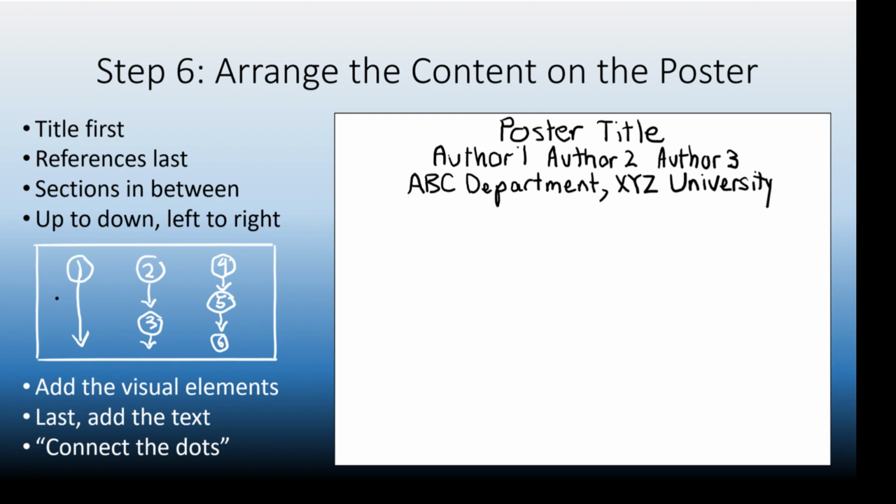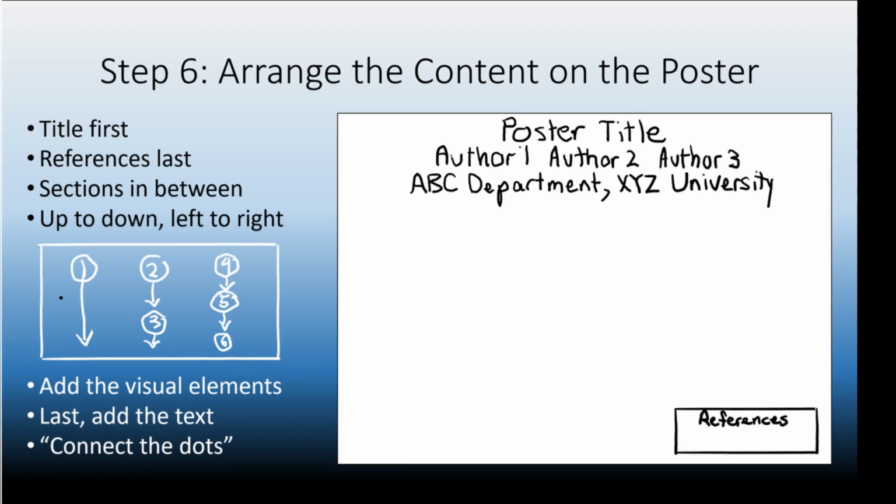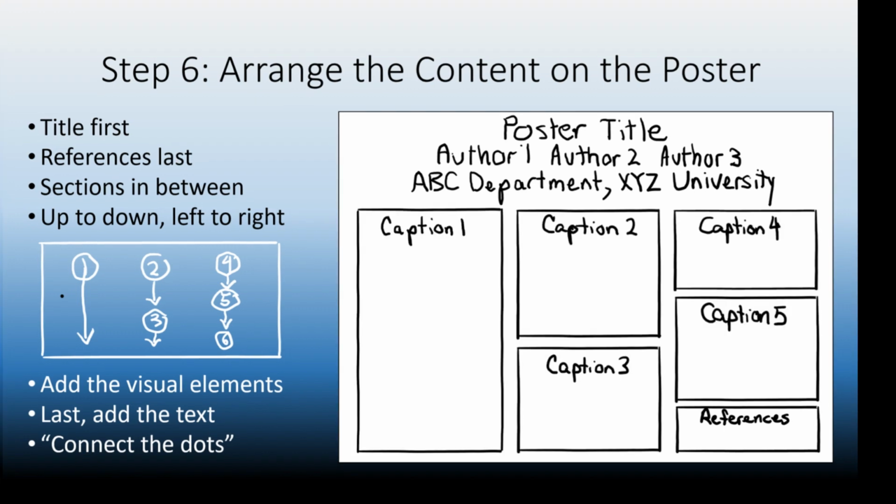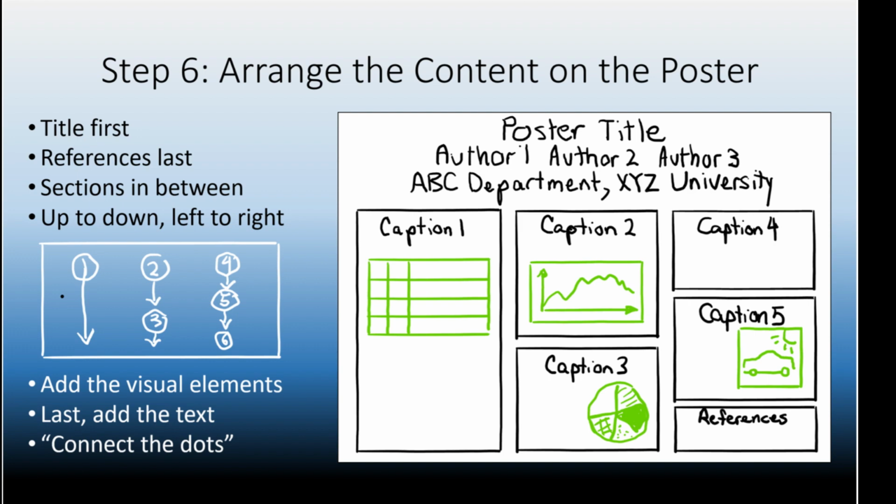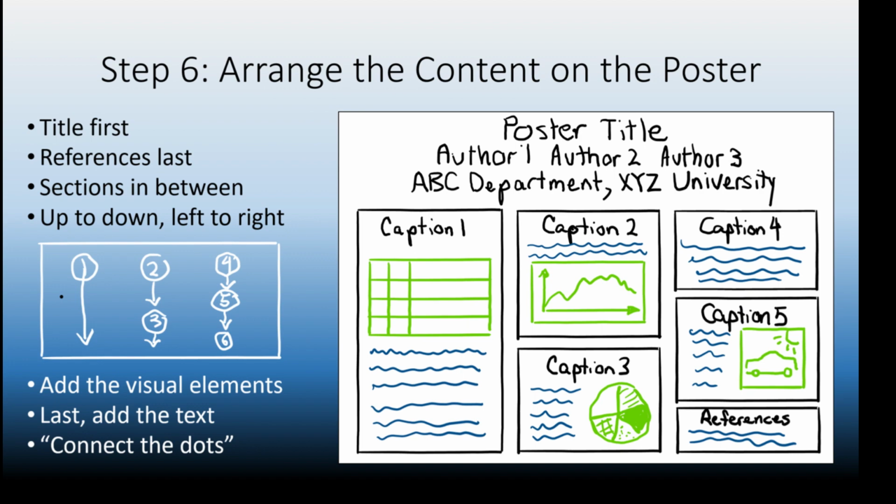As you can see on the right, that is a sample of a poster. First, the title and author information are placed at the top. Second, the references are placed in the bottom right corner. Third, the individual sections and their captions are placed in between. Fourth, the visual elements are placed in their intended sections. Fifth, the text is added. And sixth and last, everything is arranged on the poster.